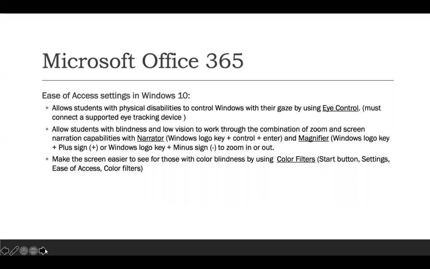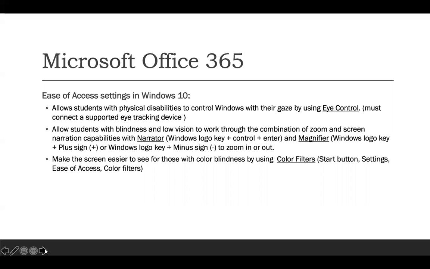So as I said, these are some features of the access settings in Windows 10. There's something called eye control, which I'm going to show you a video for momentarily. It allows students with physical disabilities to control Windows with their gaze by using eye control. This is a feature. They do have to get another accessory in order to use the eye tracking device.